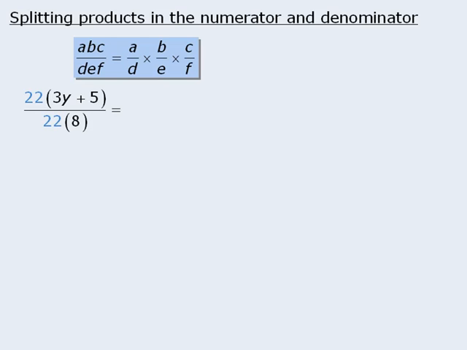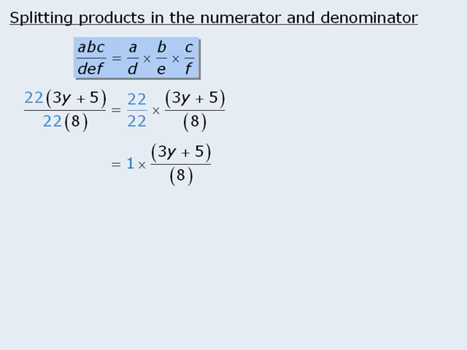Now in the past, you may have heard people say that we can take a fraction like this one and simply cross out the 22's in the numerator and denominator to get a simplified fraction, (3y plus 5) over 8. What's really happening here is that we are applying the above rule to rewrite the fraction as the product of two fractions. And from here we can recognize that since 22 over 22 simplifies to be 1, the 22's essentially disappear, leaving us with the simplified fraction (3y plus 5) over 8.